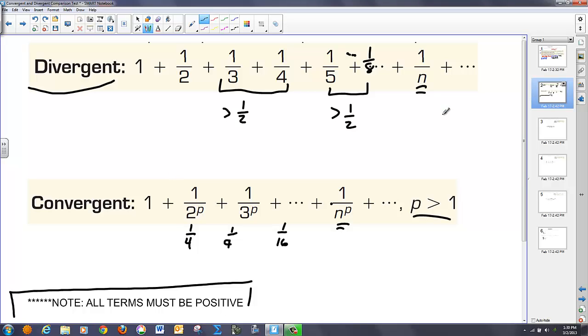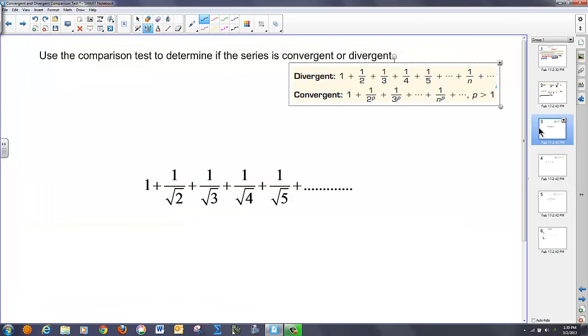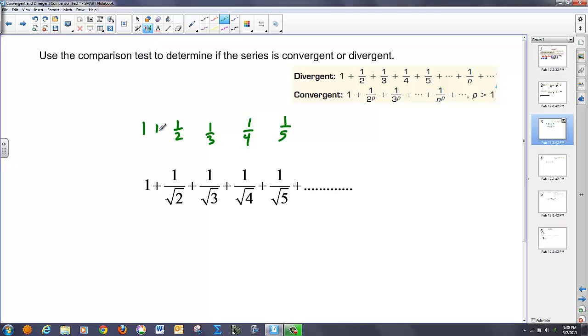So those are the two series we're going to make comparisons to. Let's start with an example. I'm going to compare each element in black to either a known convergent or divergent series. Let's do it. This divergent series of 1, a half, a third, a fourth, a fifth, etc. I'm going to compare the black against the green.